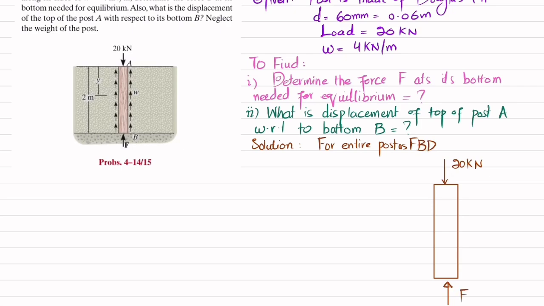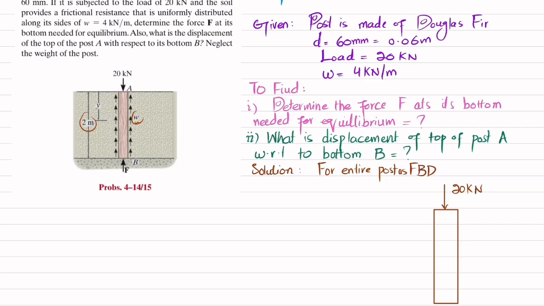And you can see this uniformly distributed load along the side, and when it is converted into a point load, it is w into 2. w is given as 4 kilonewton per meter, so 4 multiplied by 2 is 8 kilonewton, and that will act at the middle of this post. So this force will be this one.